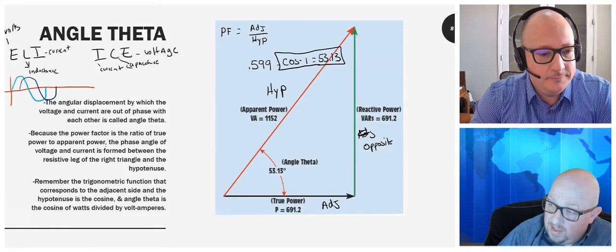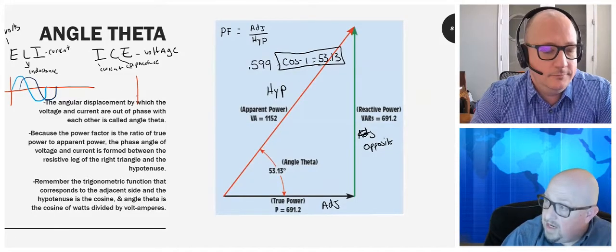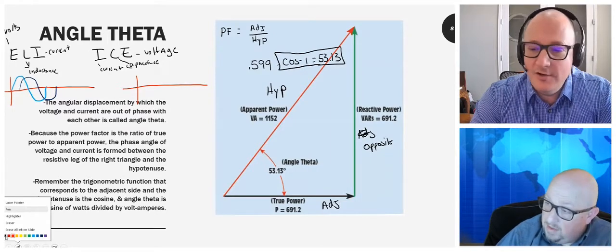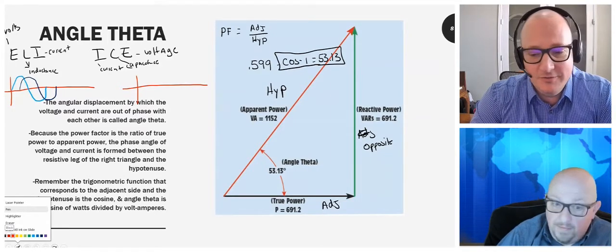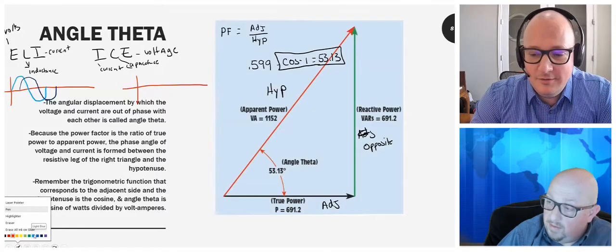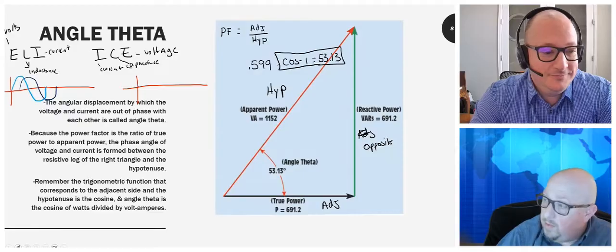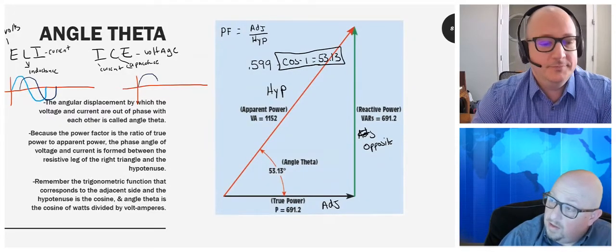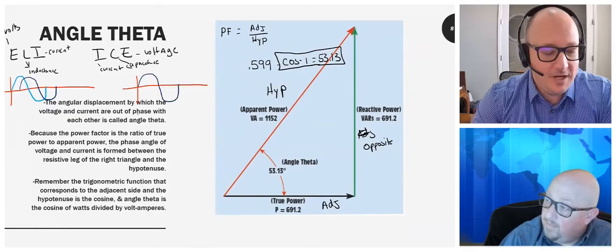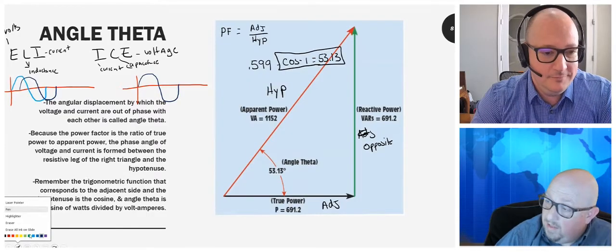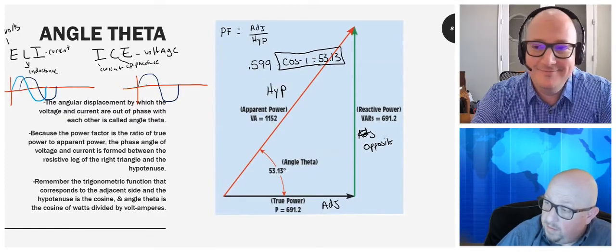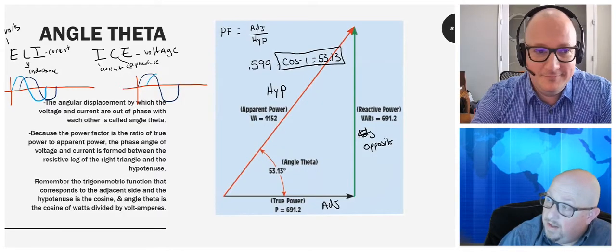So what you're telling me now is if I were to do the same thing for a purely capacitive circuit, the dark blue line would still be my current, and the light blue line would now be my voltage.